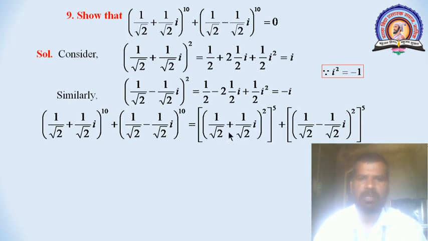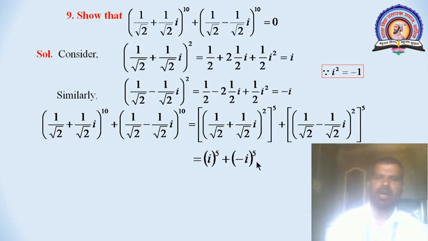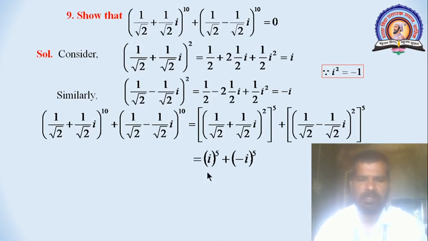That value is already found, that is i. Again (1/√2 − 1/√2 i) squared is −i. Put those values, we will get i raised to 5 plus (−i) raised to 5. Again we know that a negative number with an odd power has a negative value. So i raised to 5 minus i raised to 5 gets cancelled and is equal to 0.